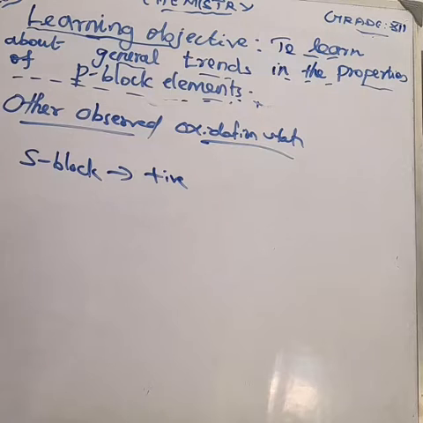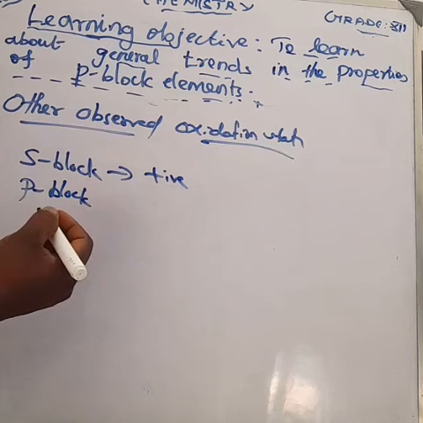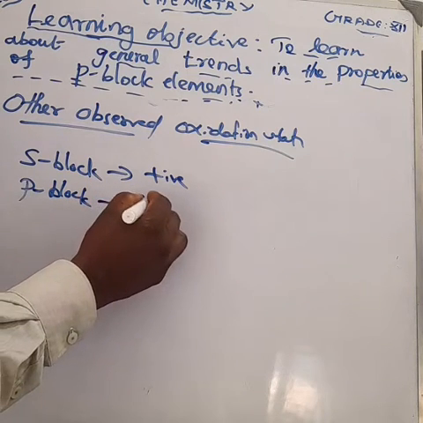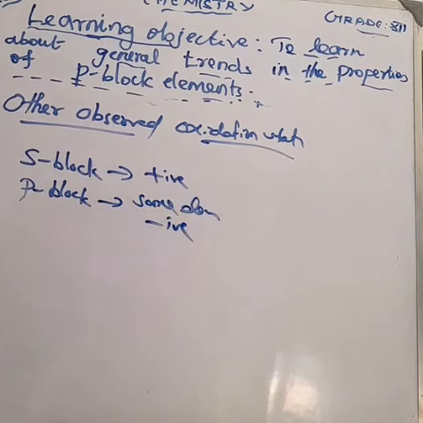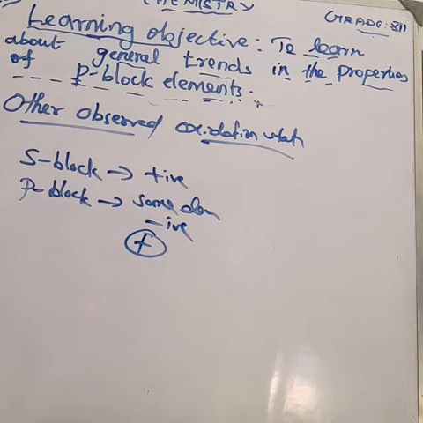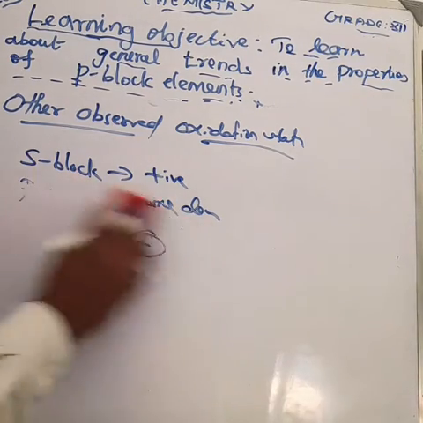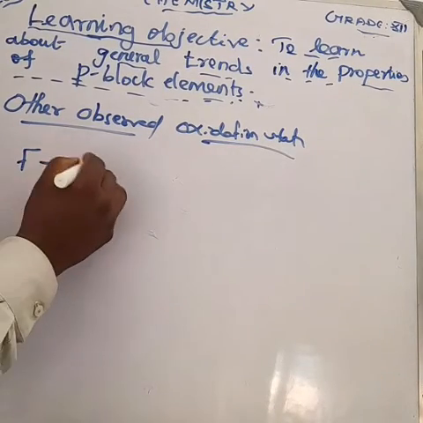Some p block elements show the negative oxidation state. That is not all, only some p block elements show negative oxidation, for example the halogen group, with oxidation state -1. The halogens have a strong tendency to gain an electron to give a stable halide ion. For example, I am giving only one example, fluorine. What is the atomic number of fluorine? The atomic number of fluorine is 9, am I right?